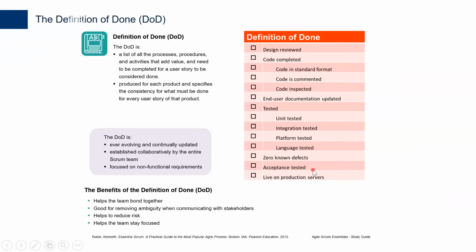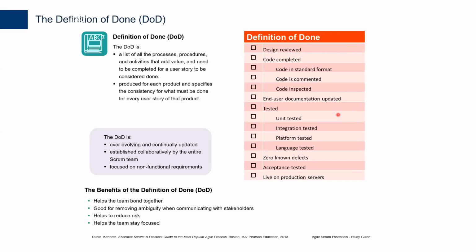As an item, but apart from acceptance criteria, it can have other items also, like whether the design document has been completed or not, whether the end user documentation has been updated or not, or all the types of tests have been conducted, like unit testing, integration testing, platform, and so on and so forth. The product is accepted by the product owner if it fulfills the definition of done. So all the items of the definition of done must be completed before the deliverable is accepted.